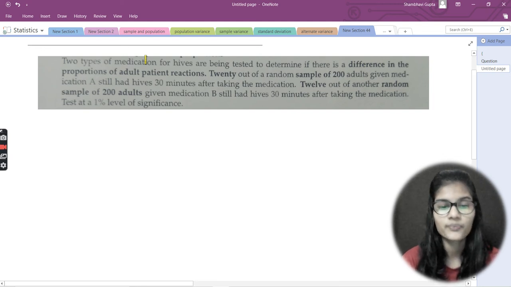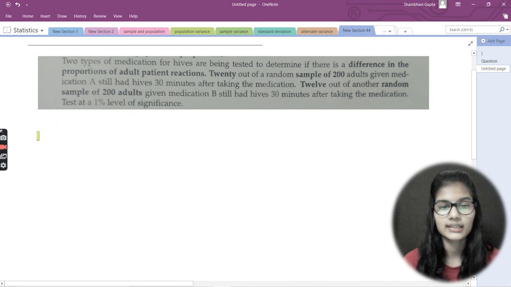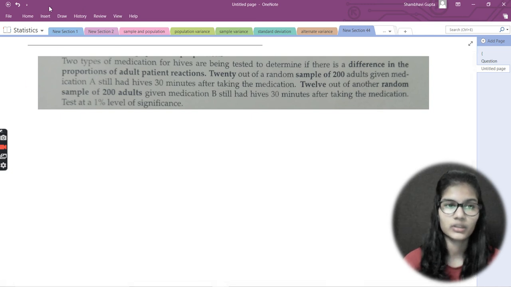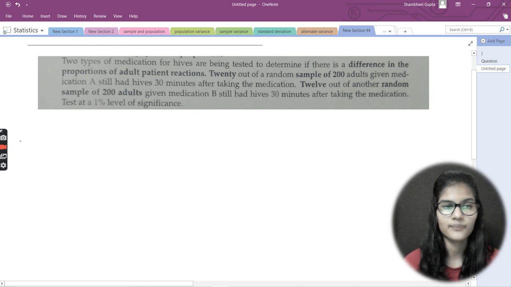So basically here we have to test at a 1% level of significance, right? Okay. Now, it was written that this is a test of two population proportions. So my question was how I would figure out that this is a test of two population proportions. Okay, so let's take out a color here and let's proceed with writing the solution.